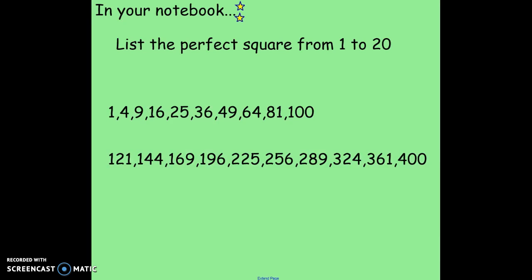So at the very top of your paper, I just want you to record your perfect squares. So like 1 squared, 2 squared, 3 squared, 4 squared, 5 squared, 6 squared, 7 squared, 8 squared, 9 squared, 10 squared, all the way up to 20 squared. Okay? Those are your perfect squares. They're going to be very important numbers that we need to make sure that we have a list of.